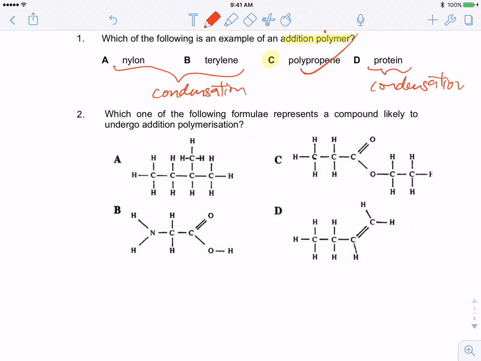Question 2. Which one of the following formula represents a compound likely to undergo addition polymerization? Again, addition polymerization means I need an alkene, C=C double bond. So just seeing which one has C=C double bond, you'll see that the answer is D.